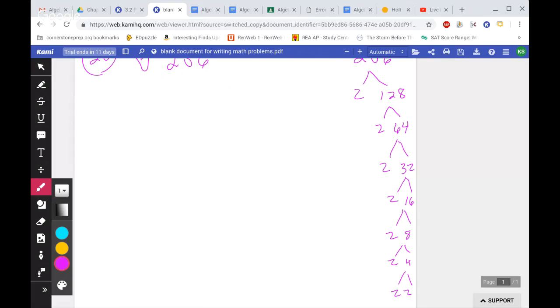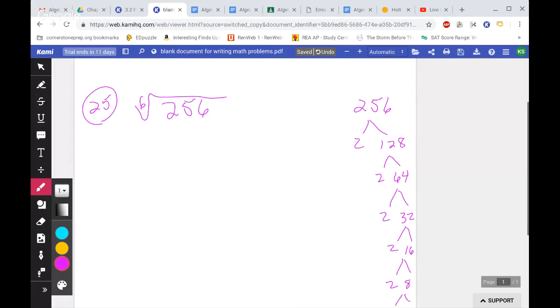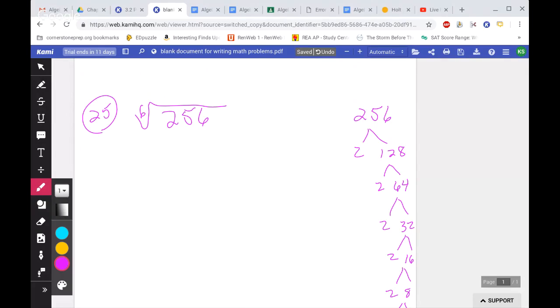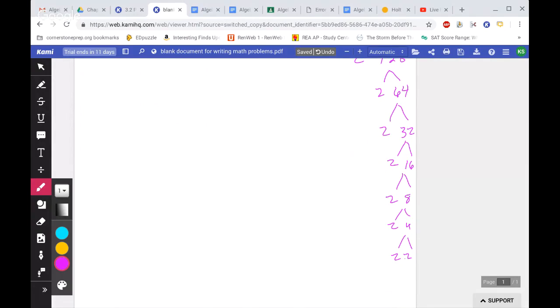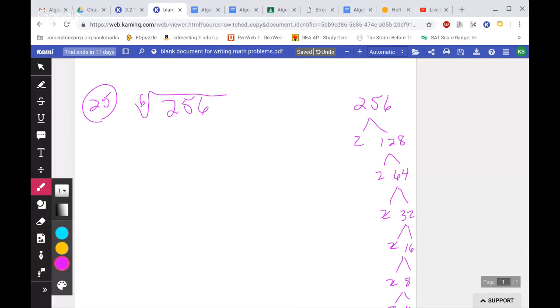One, two, three, four, five, 6, 7, 8. So that's 8 2s. So I can pull out 1, 2, 3, 4, 5, 6. One set of 6. So that's going to be 2 on the outside. And that leaves me 2 on the inside, or 4 on the inside? Well, it leaves me a 4 on the inside.